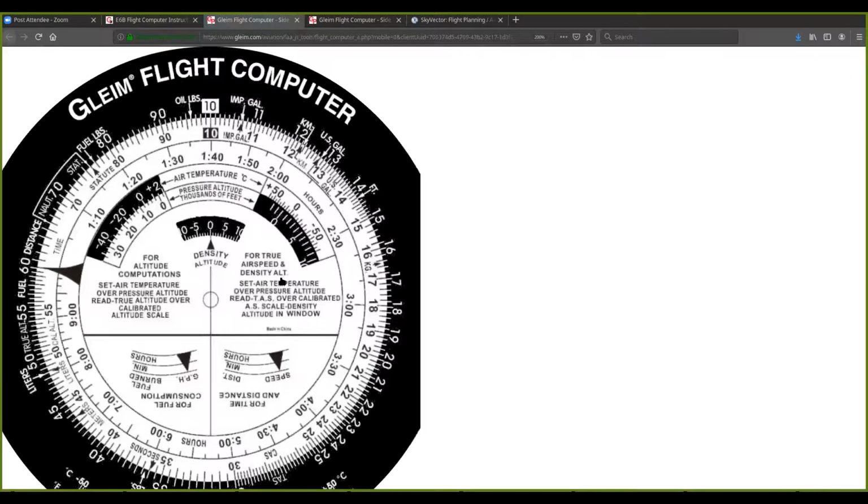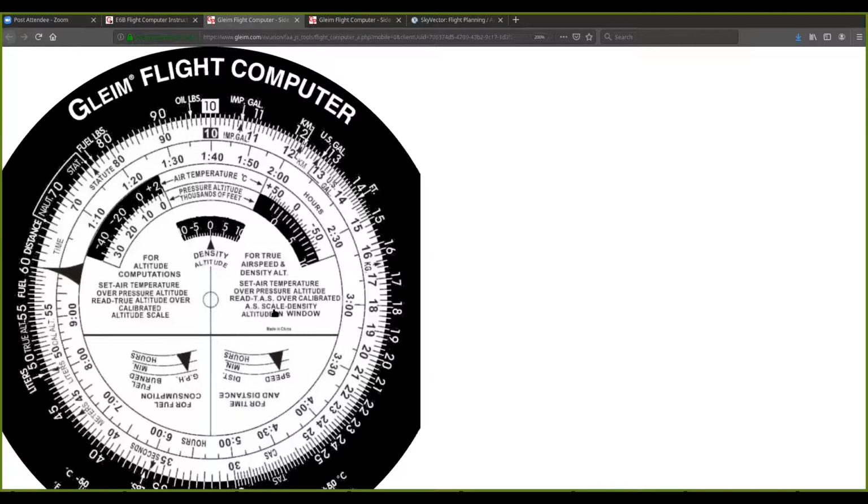On this E6B created by someone who's way smarter than me. Can everyone see it? There it is, just a little slow. So everyone should be able to see this online and here. This is our flight computer, and it's telling you exactly what to do. For true airspeed and density altitude, set air temperature over pressure altitude, read true airspeed over calibrated airspeed scale, density altitude in the window.